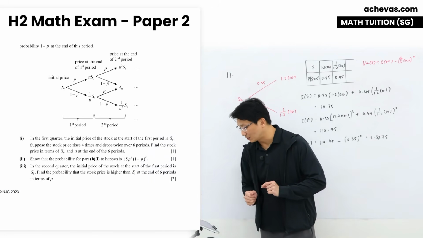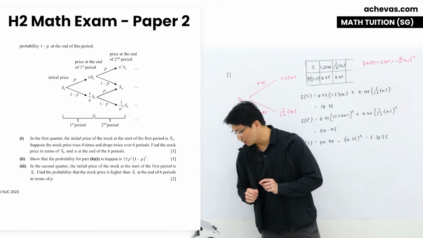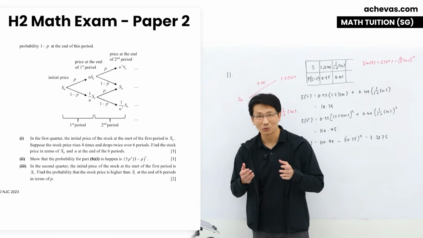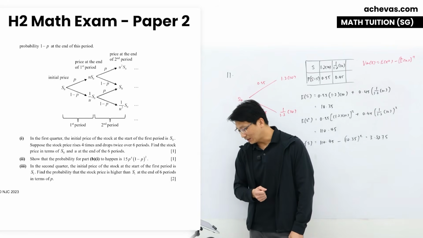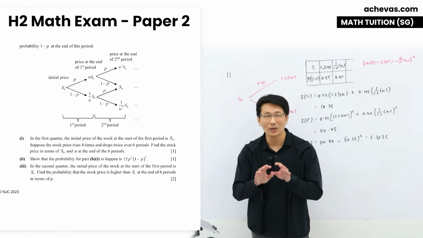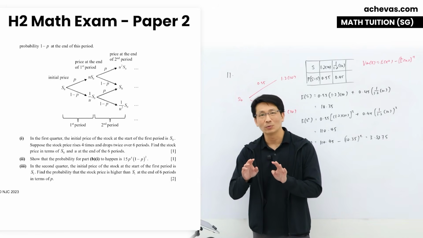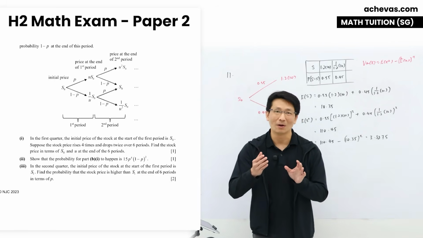So we have different periods which represent something like this. In the first quarter, the initial price of the stock at the start of the period is S0. And suppose the stock price rises 4 times and drops twice over 6 periods. So 4 up, 2 down. Find the stock price in terms of S0 and U at the end of 6 periods. So there will be a lot of combinations, but regardless, as long as there's 4 up, 2 down, the stock price will always end up the same, regardless of the arrangement of when it goes up or goes down.